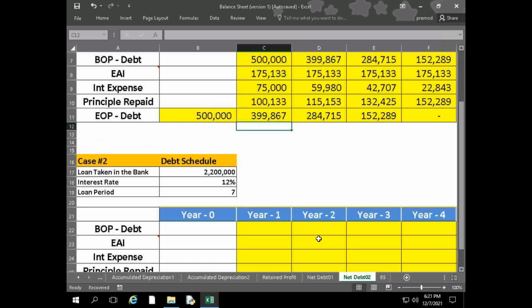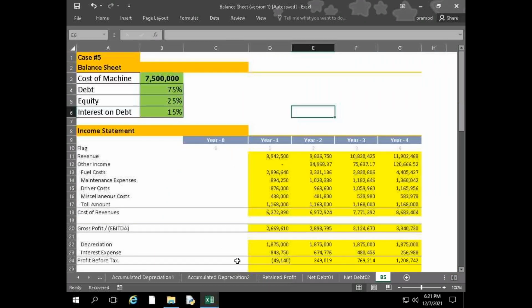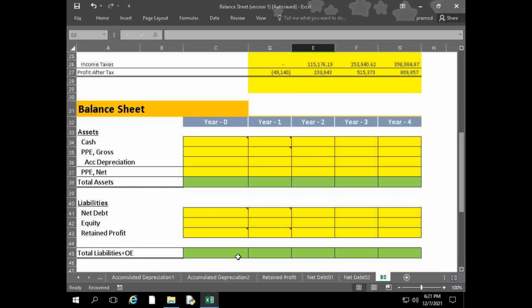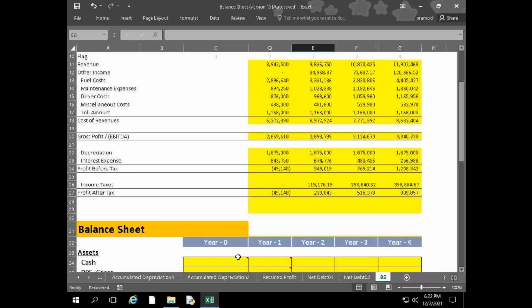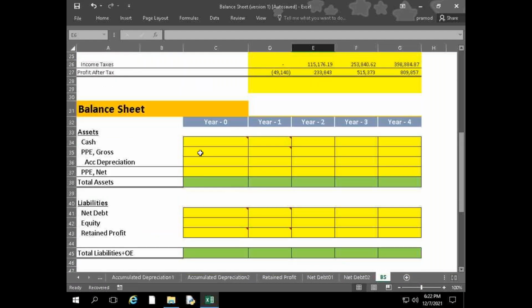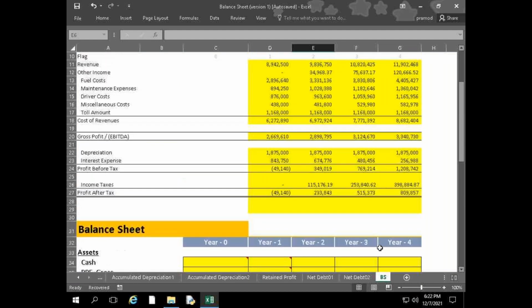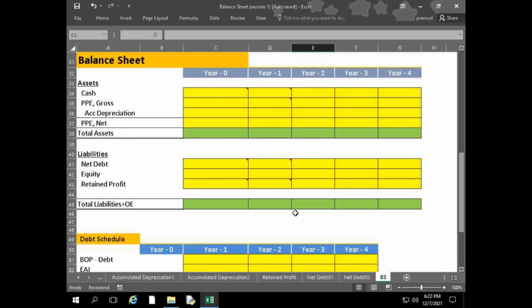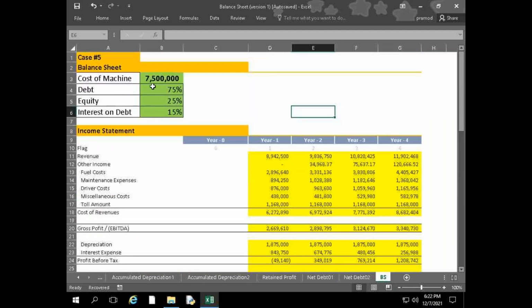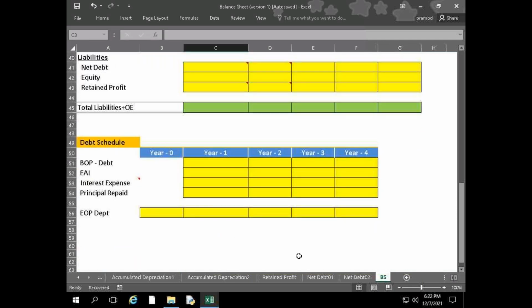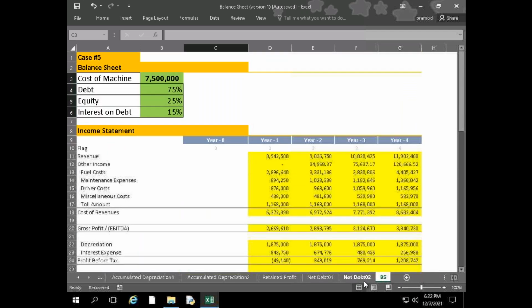In case two, you do it by yourself. That is an assignment. Here I have the income statement already given. Find out the cash, the gross, the depreciation in year one, year two, year three, year four. Find out total assets and total liabilities. Your total assets and liabilities should be equal. Then find out the debt schedule. I have just taught you the same thing. Here the debt format is already given. Find out this part. Okay. The final balance sheet is an assignment for you.